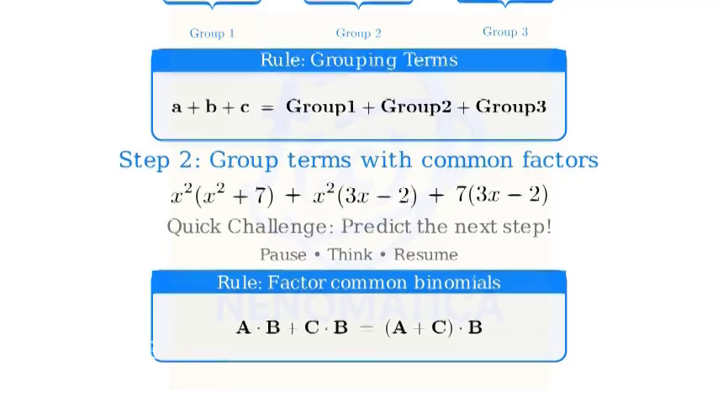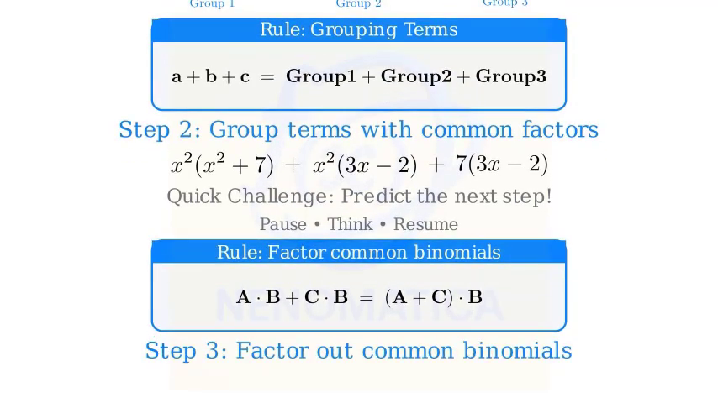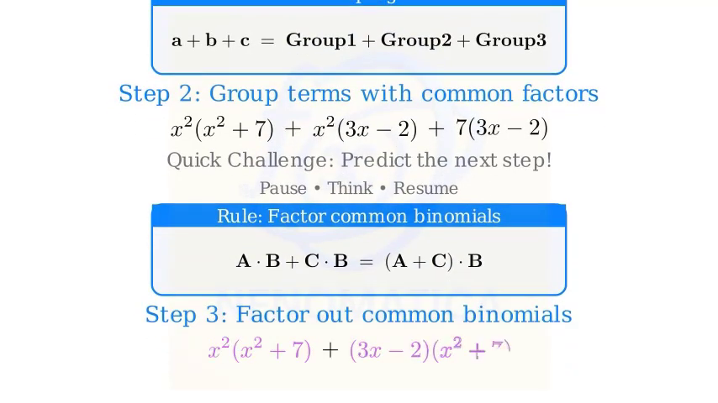Step 3. Notice that the last two terms both contain the binomial 3x minus 2. We can combine them into one product. That gives us x squared times x squared plus 7, plus the single product 3x minus 2 times x squared plus 7. Now, the binomial x squared plus 7 is common to both remaining terms.